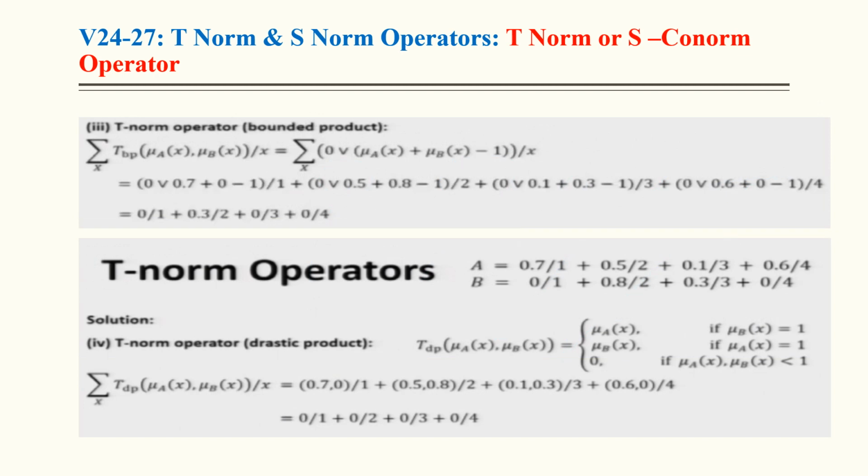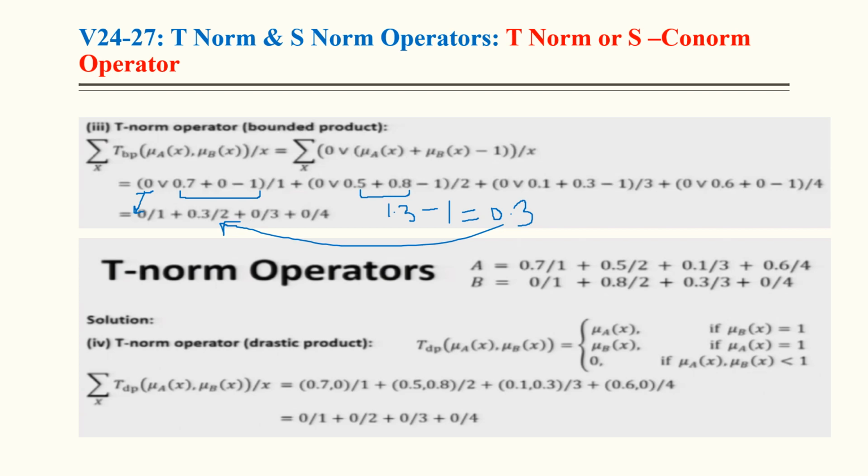Bounded product. First of all, there is one membership value that is 0, and another is mu A plus mu B minus 1, right? Then the union. 0.7 plus 0 minus 1 is minus 0.3. So the union of minus 0.3 and 0, we consider 0, right? Next, 0.5 plus 0.8 is 1.3. 1.3 minus 1 is 0.3. So the union of 0 and 0.3 will be 0.3. In this way we can solve them. This will be our final answer.